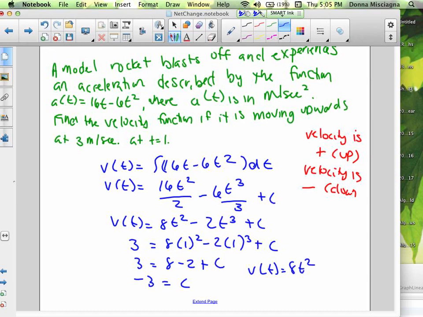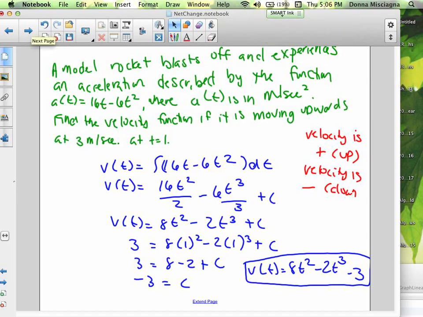Now my shadow was blocking me. Minus 2t cubed. I have to keep bending out of the way. And then it was plus negative 3. Yes, minus 3. All right, so there's our specific velocity function. And that's how you'll find it, by integrating and then substituting the point and solving for c.